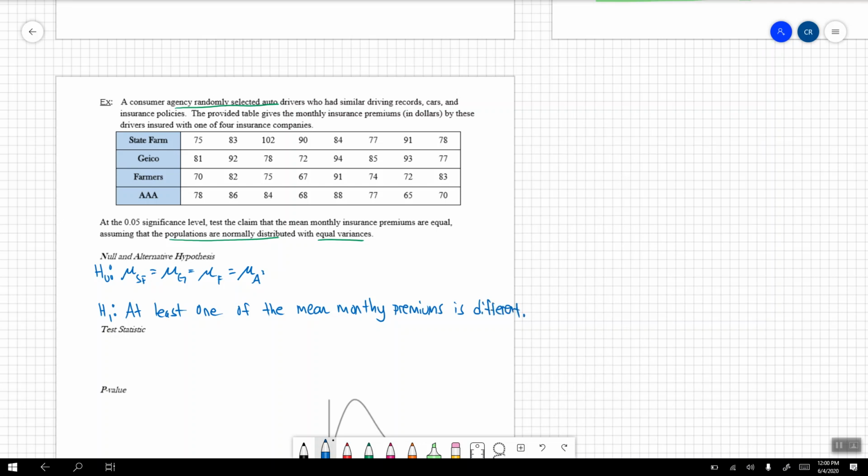Alright, awesome. Now, what I'm going to do is start inserting all of these into a list. So State Farm is going to go into list 1. List 2 is going to contain all of these numbers for Geico. List 3 is going to contain all the insurance premiums for Farmers. And list 4 is going to contain all of the monthly insurance premiums for AAA. So I want you to take some time and start inputting these numbers into your lists. Go ahead and do that, and I will do it on my end as well.